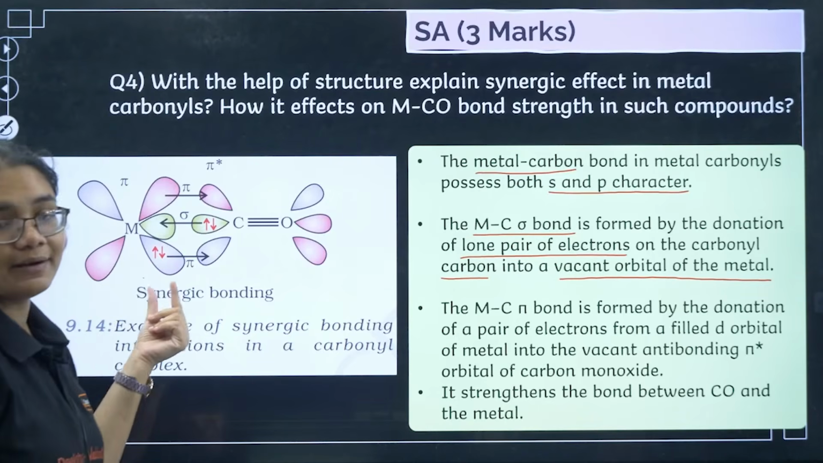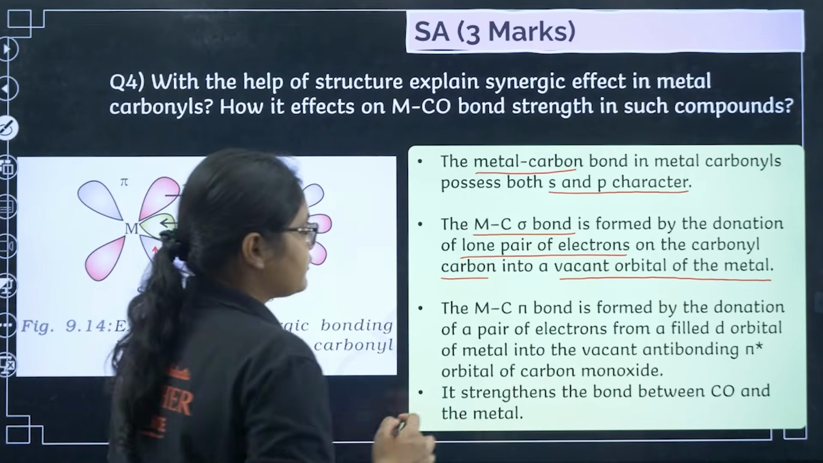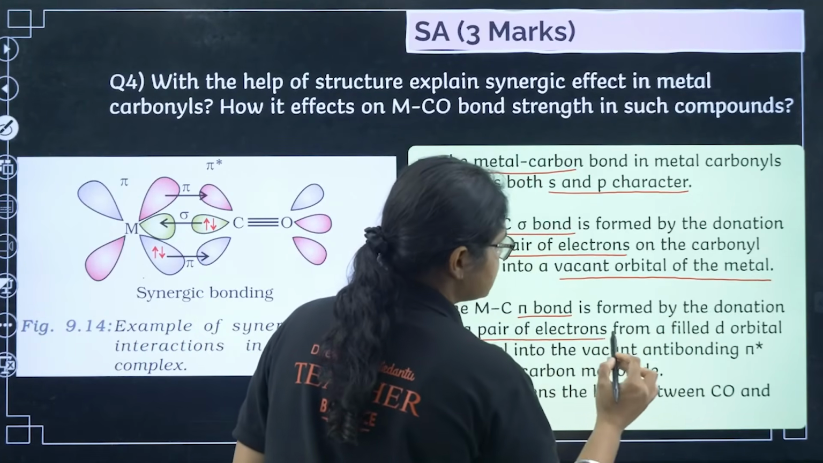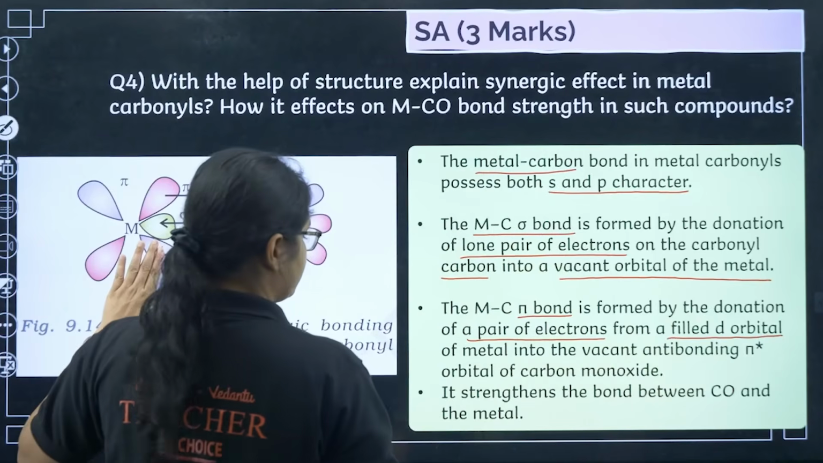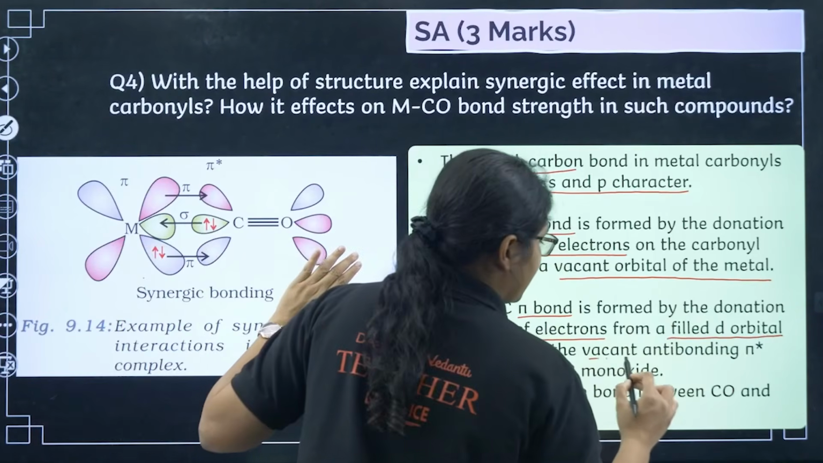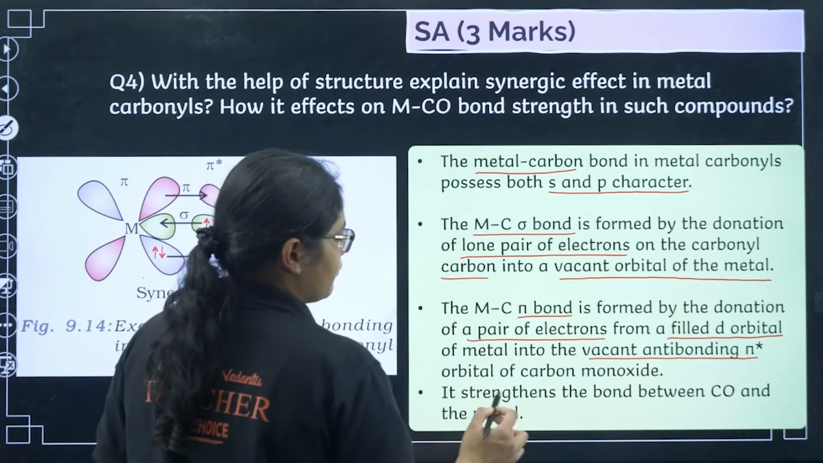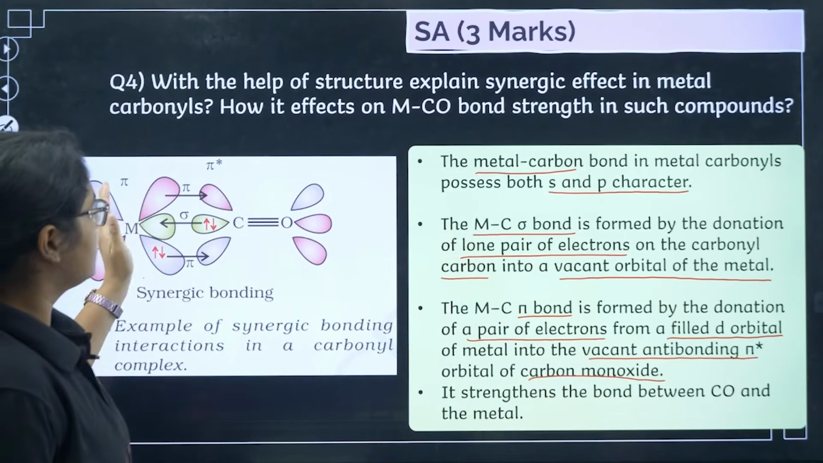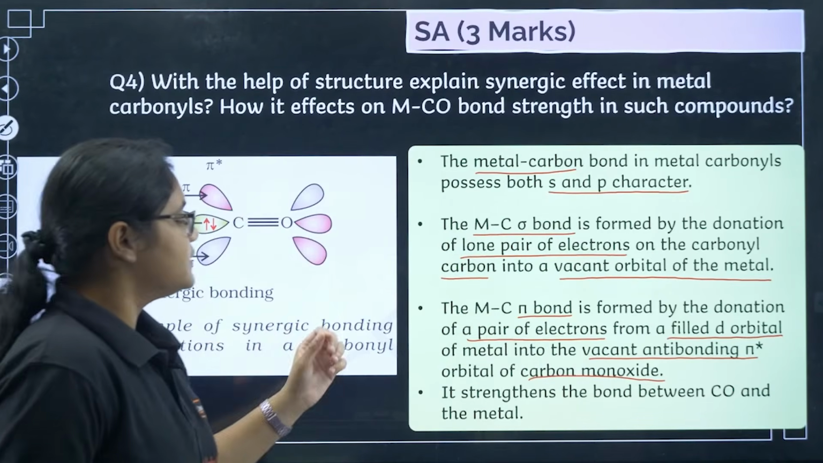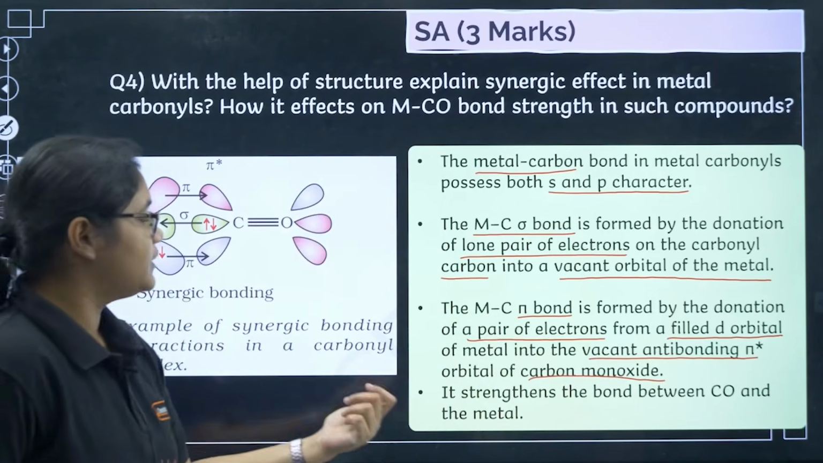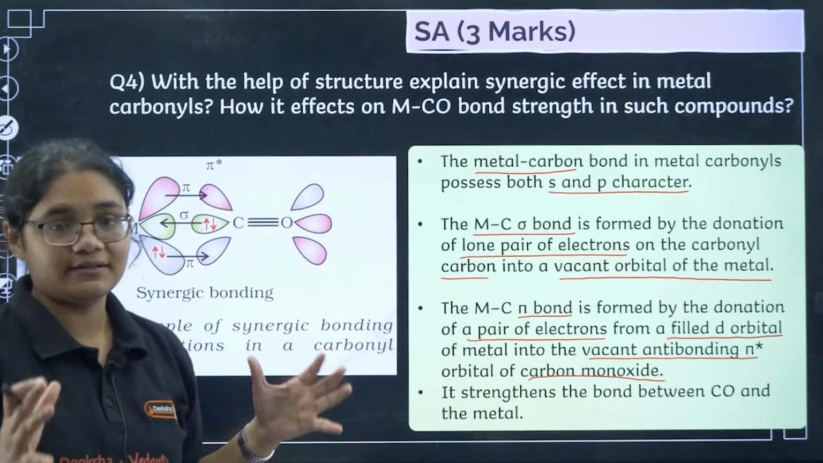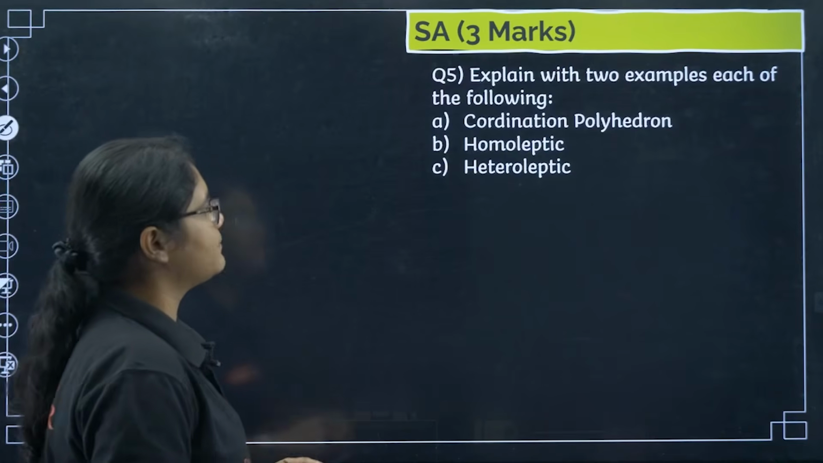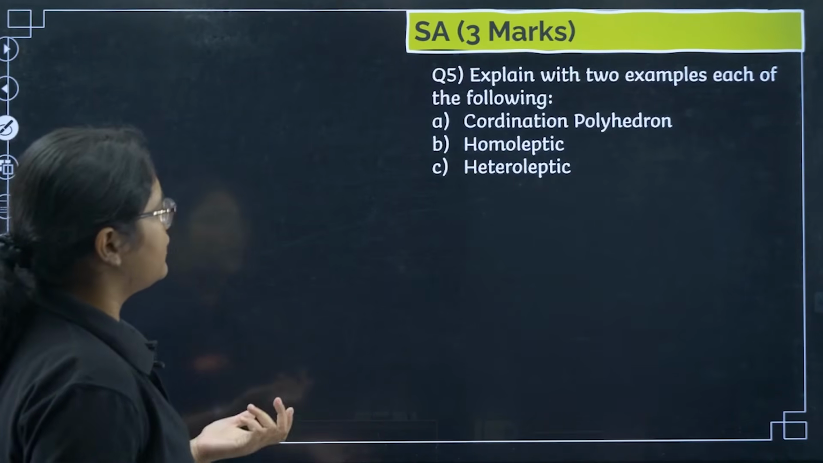So the filled d orbital of the metal is where the electron for the pi bond comes from. The pi bond is formed by the donation of a pair of electrons from a filled d orbital of the metal into the vacant anti-bonding pi orbital of the carbon monoxide. Into the vacant orbital it will donate electrons. It strengthens the bond between CO and the metal. So what is the significance? It strengthens the bonds.